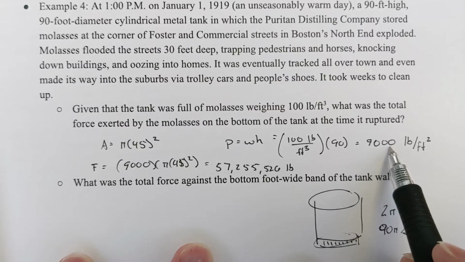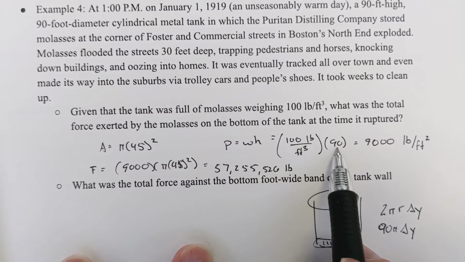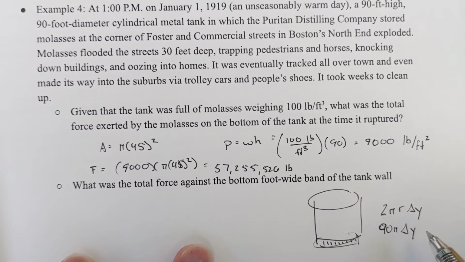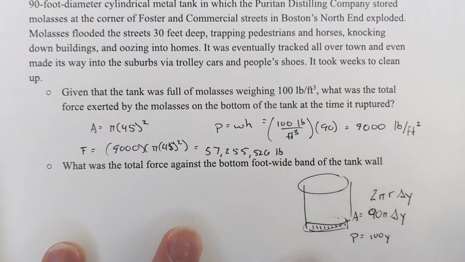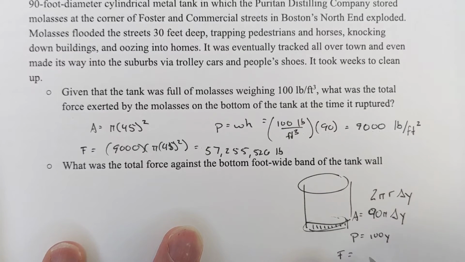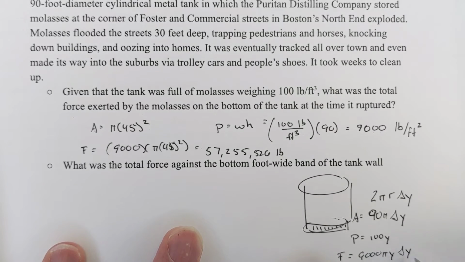Oh, no, sorry. It's 100 times the depth. Here it was 100 times the full depth. So this is my area. My pressure is going to be 100 times y. That's how deep that is. So let's see here. The force is equal to 9,000 pi y delta y.